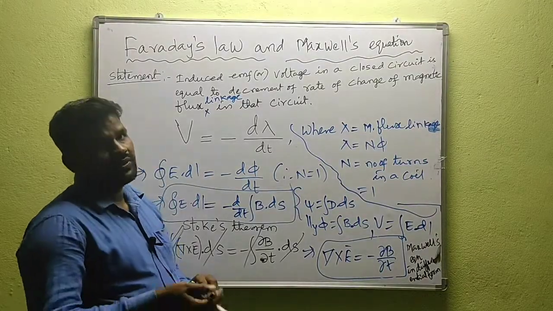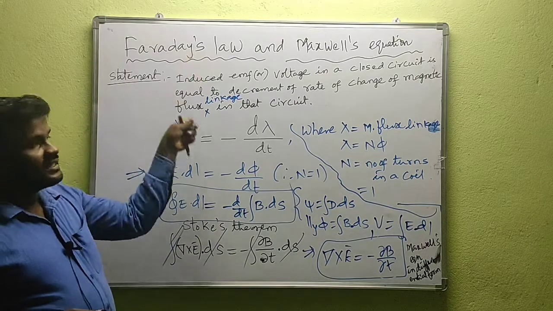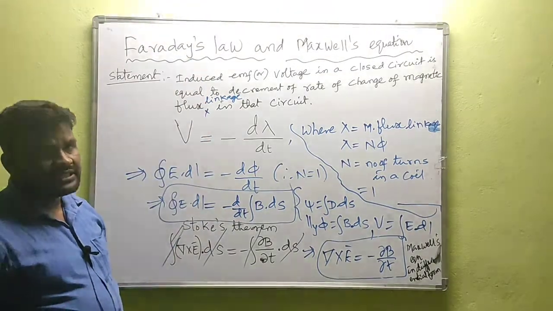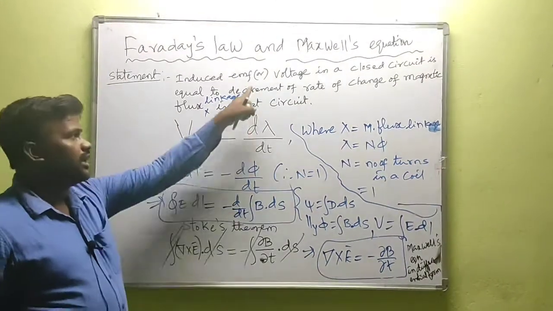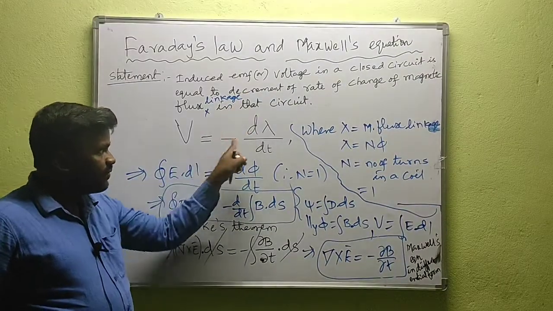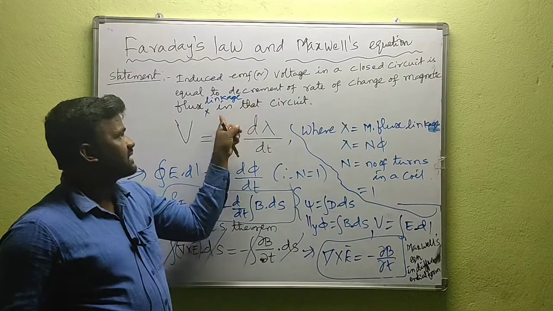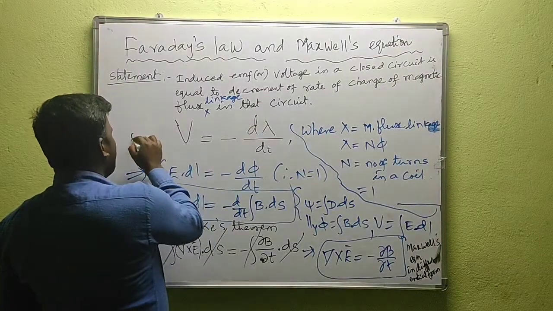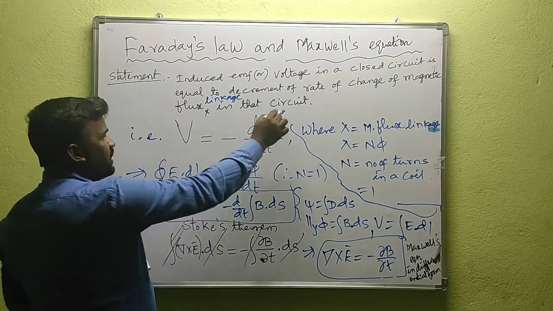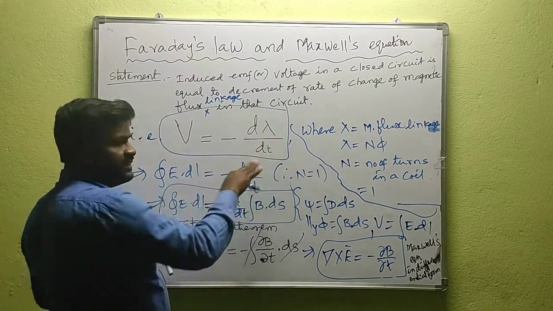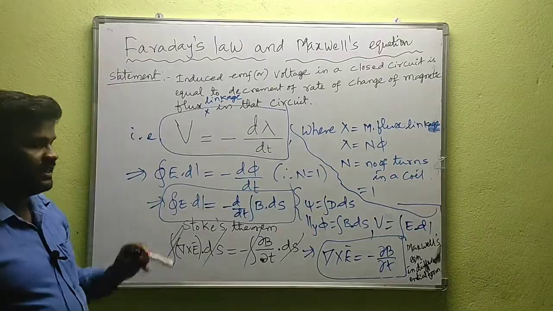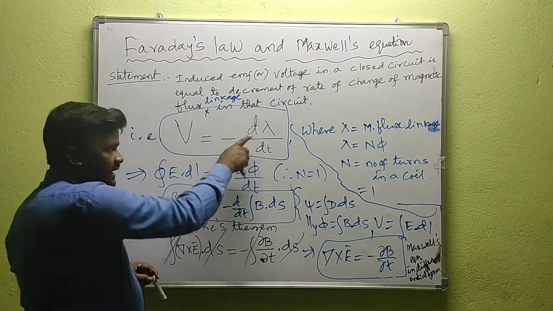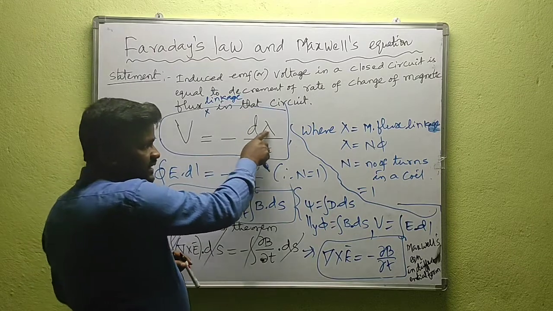Okay, in today's class what we have discussed? Faraday's law statement. What is Faraday's law statement? Induced EMF or voltage in a closed circuit is equal to the negative of the rate of change of magnetic flux linkage in that circuit. So mathematically we can write, that is V equal to minus d lambda by dt. This is nothing but the Faraday's law statement, and from this we can write V in terms of E like this, and for simplicity let us take lambda as what?